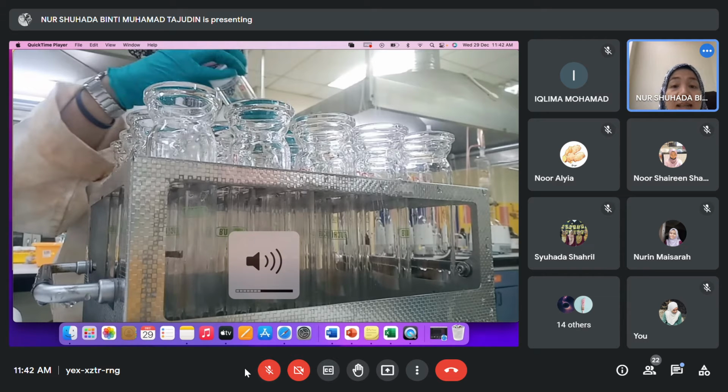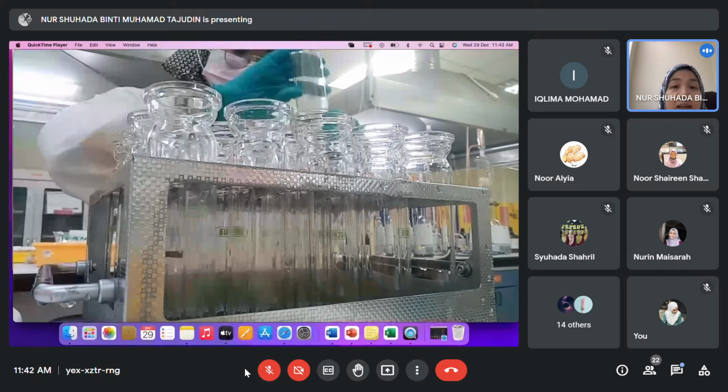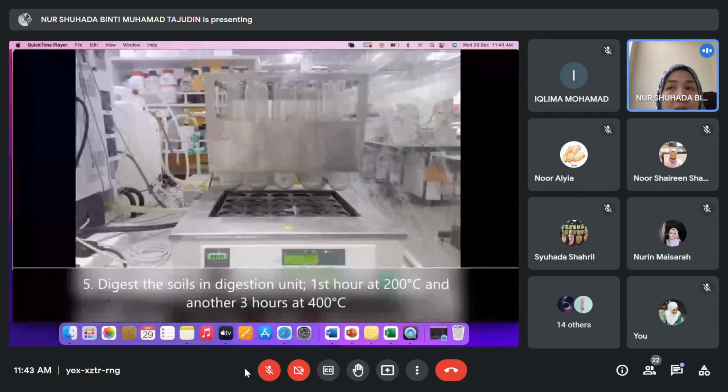Then kita digest, kita masak dia menggunakan acid. Acid yang kita guna adalah sulfuric acid concentrated. We use about 15 ml concentrated ni, and we pour in each of the digestion block ataupun digestion unit kita panggil. So kita masak dia selama 1 jam. Mula-mula warna dia hitam dan jadi kelabu. Lepas dia masak dalam 2-3 jam, kita masukkan air.